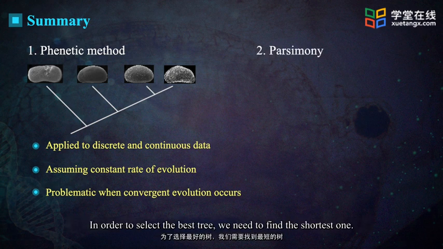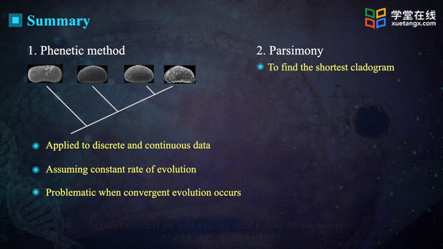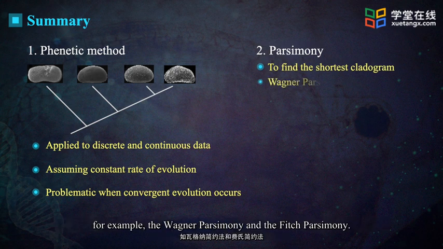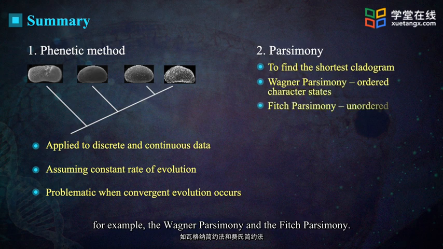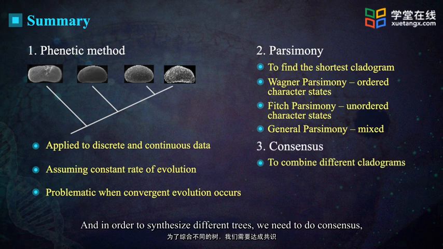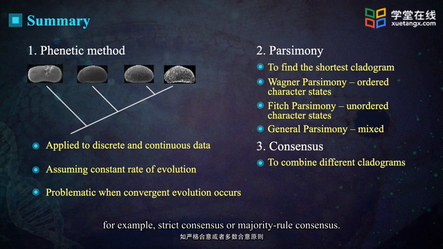In order to select the best tree, we need to find the shortest one. For calculating the number of changes of a character, we have different methods, for example, the Wagner parsimony and the Fitch parsimony. In practice, they can be used in a mixed way for different characters. And in order to synthesize different trees, we need to do consensus, for example, strict consensus or majority rule consensus.